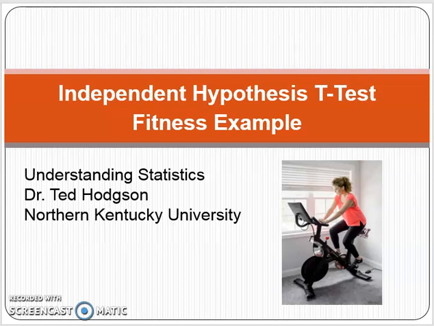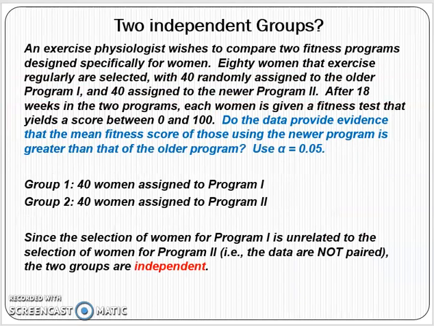We've already talked about independent and dependent samples. In this video, we're going to go through another example of an independent samples hypothesis test. The context of the problem is exercise physiology. An exercise scientist wishes to compare two fitness programs, and these are designed specifically for women.